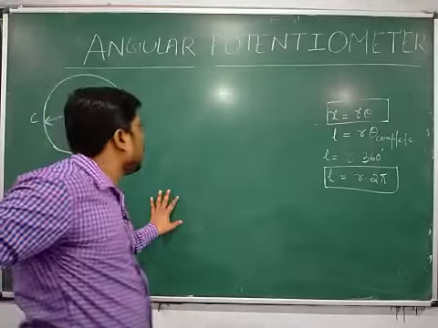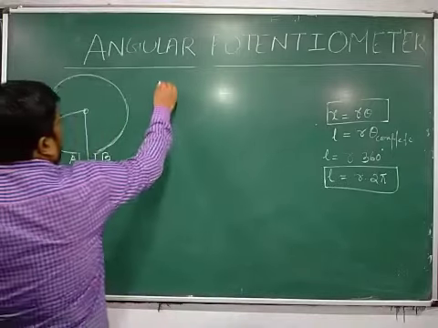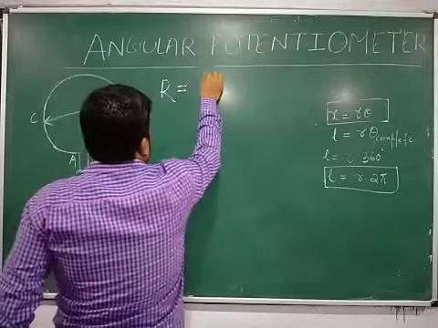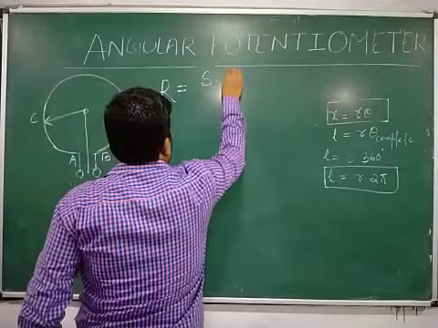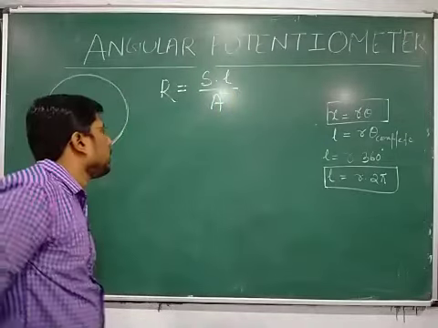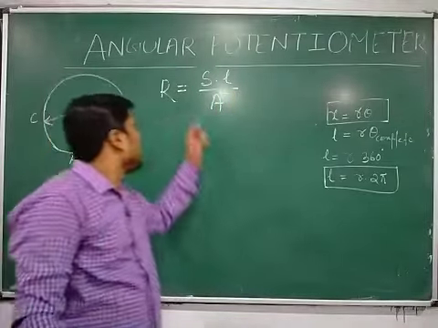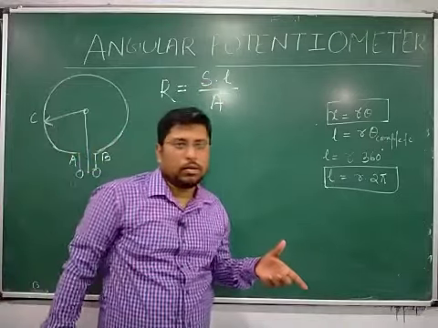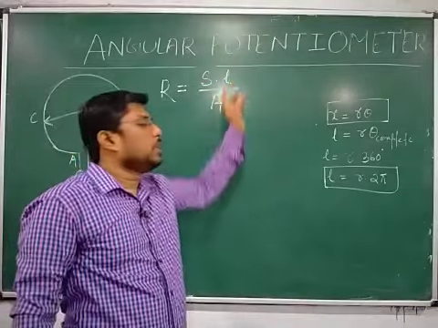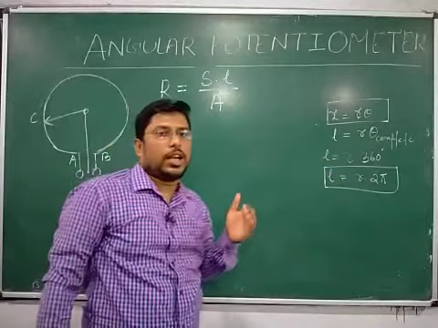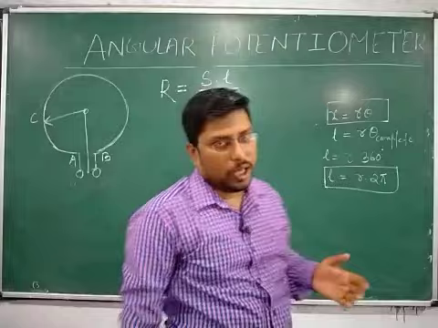Okay students, now look here. You know what is R? R is equal to S into L divided by A. This is the formula of resistance. So what is S? It is the resistivity of the wire. What is L? It is the length of the resistive wire. And what is A? It is the cross-sectional area of the resistive wire.